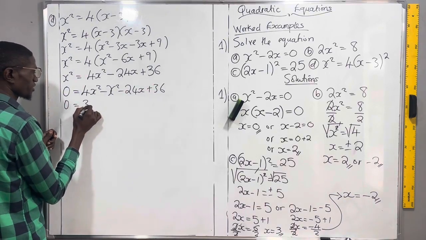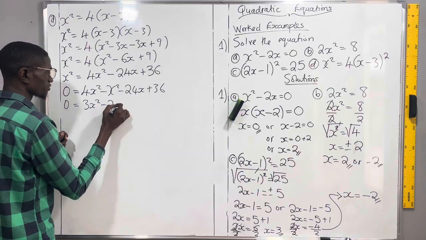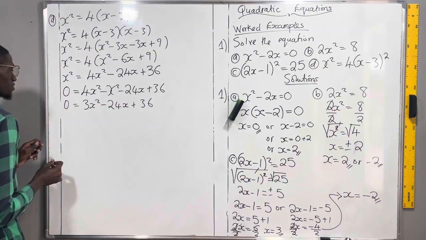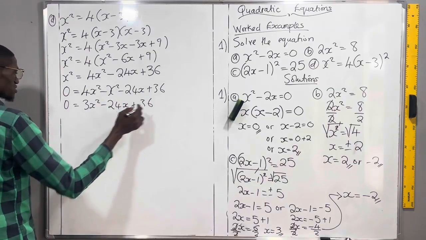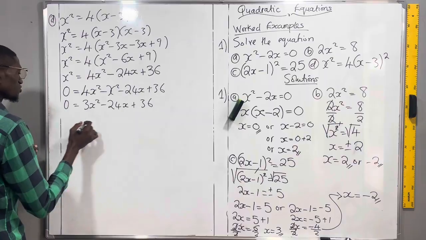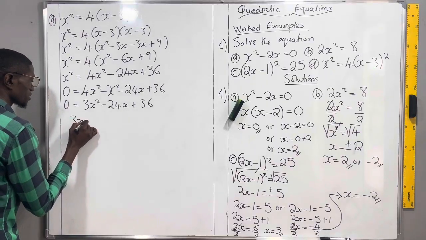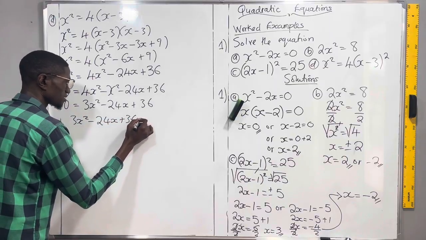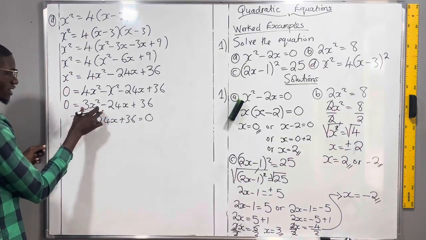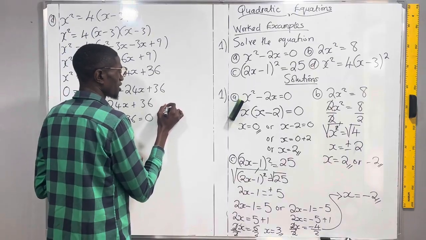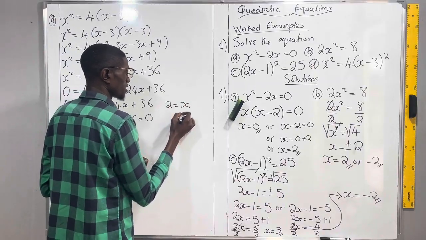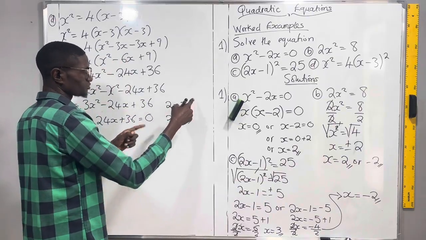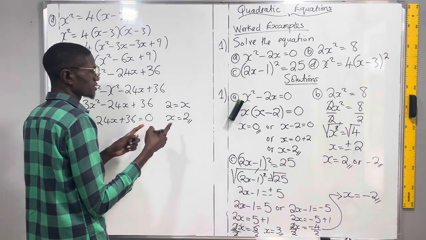When you simplify, it will give us 3x squared minus 24x plus 36. So now we're going to bring the 0 inside. At this point, the signs of these are not going to change, because 3x squared minus 24x plus 36 is equal to 0 is the same as what we have there. It's the same as when you say 2 is equal to x. It's the same as x is equal to 2. This is actually a shortcut.